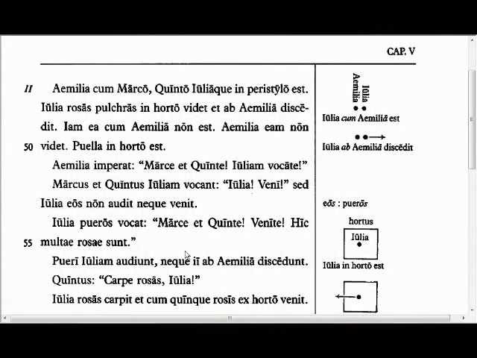Welcome to Lingua Latina, Chapter 5, Lesson 2. Follow along as we read the Latin.